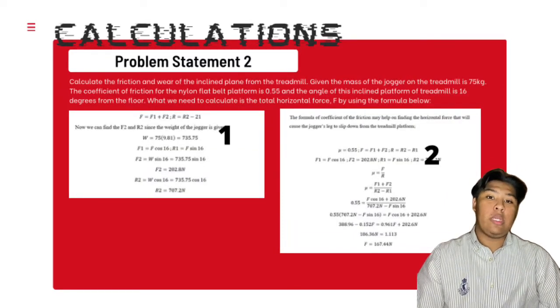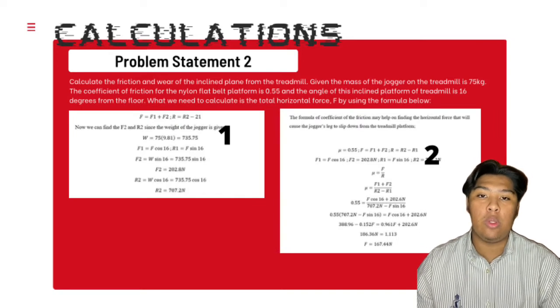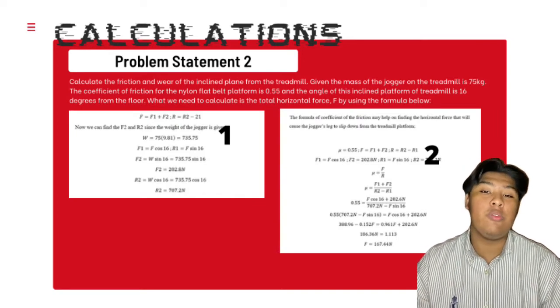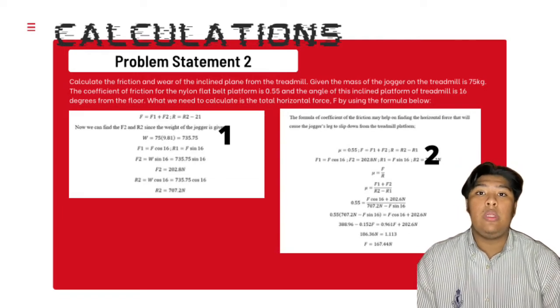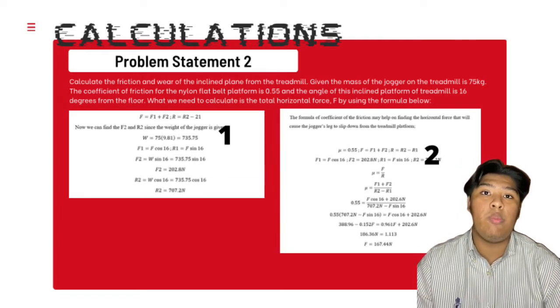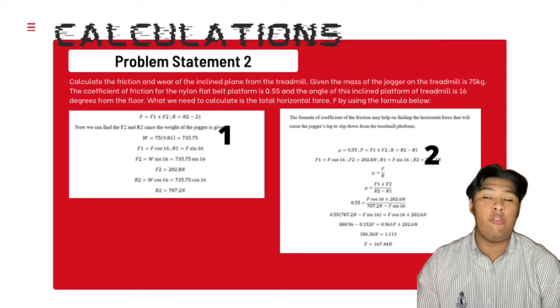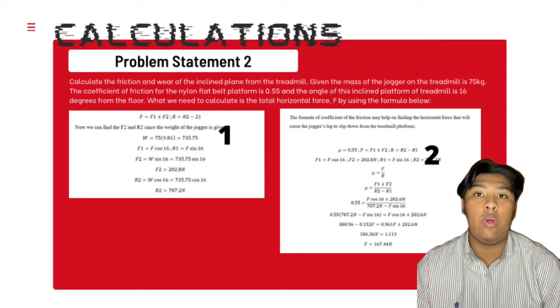And now we move to the second problem statement. If you want to read the problem statement, you can pause the video first. From the problem statement, we need to calculate the horizontal force F by using the formula below. F equals F1 plus F2, R equals R1 minus R2.